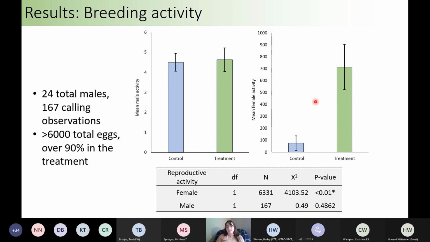Over here with the female activity, I just used total number of eggs collected because it's the easiest way to determine what the females were doing. They're kind of hard to observe in the field. I got over 6,000 total eggs across this sampling period, and over 90% of those ended up in the treatment. So I think this is a really interesting and really important result to see. And from our chi-square analysis, we can see that the female activity was highly significant.